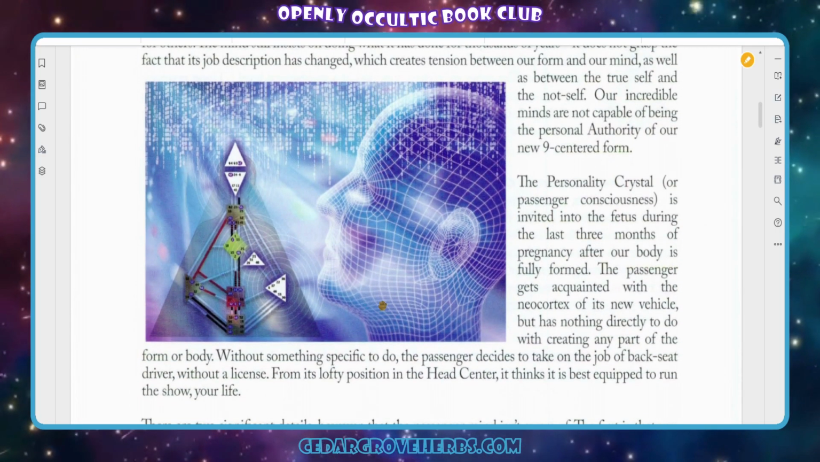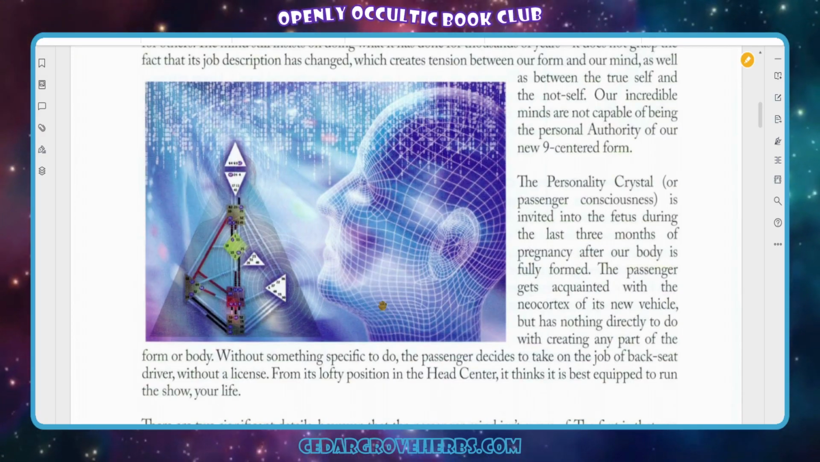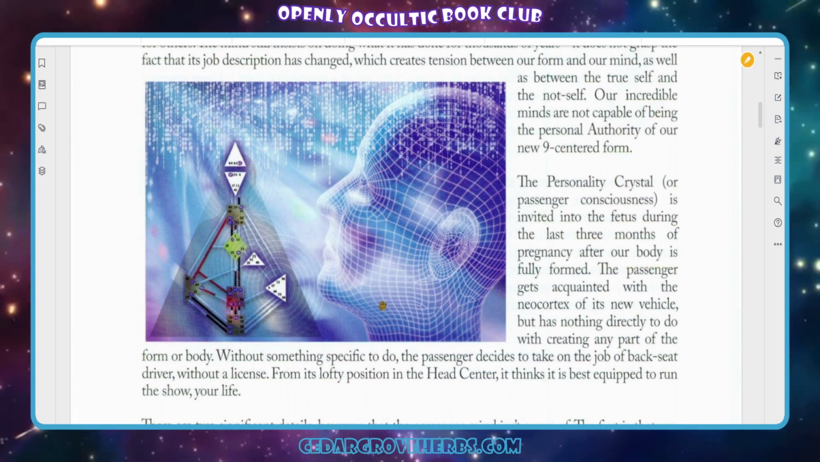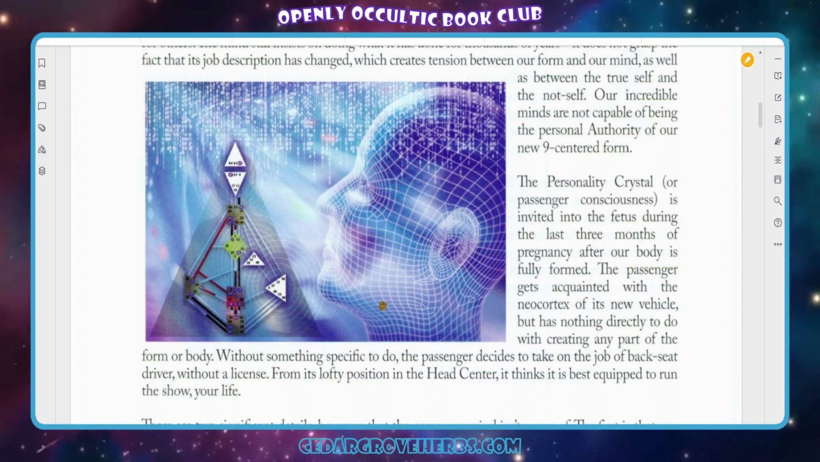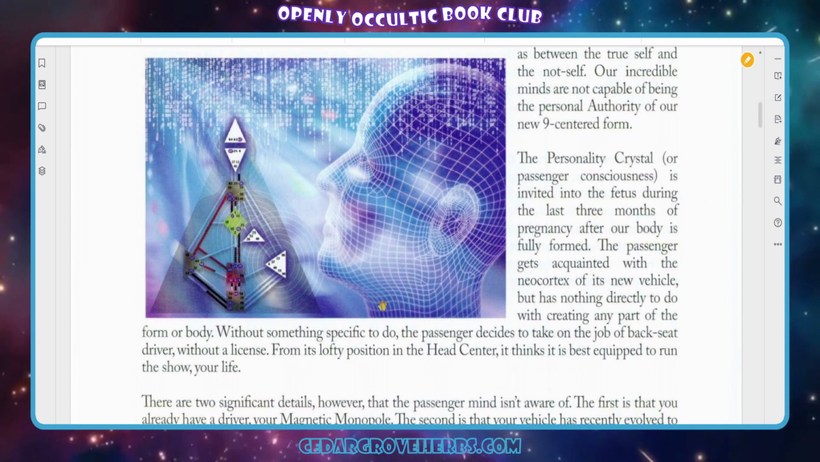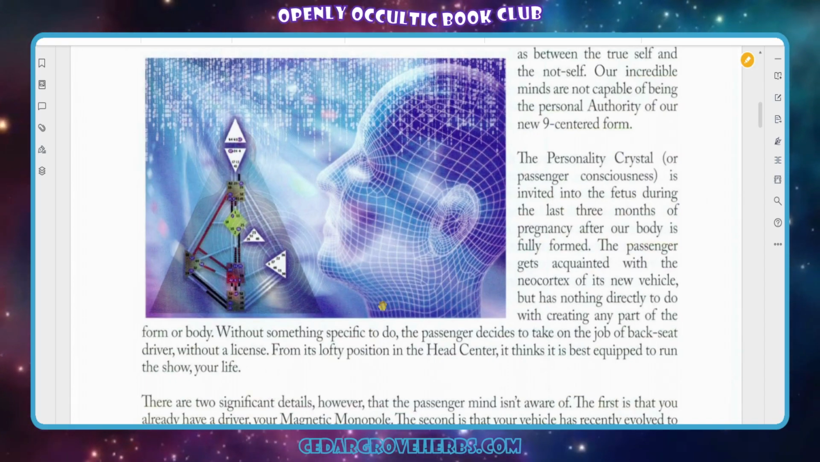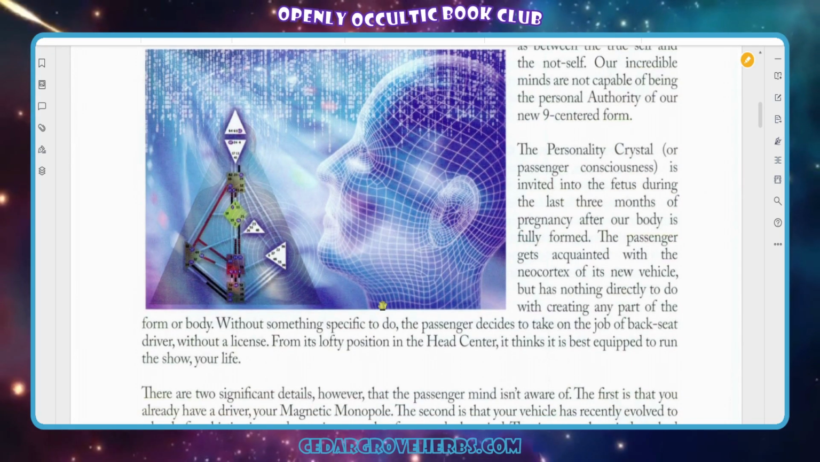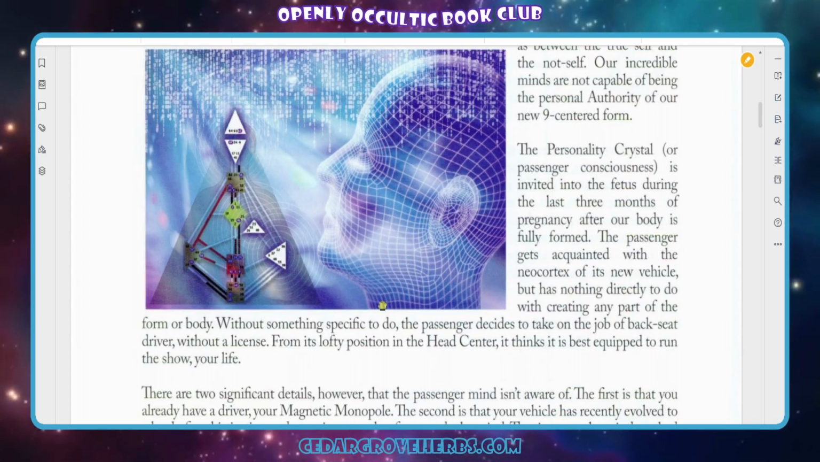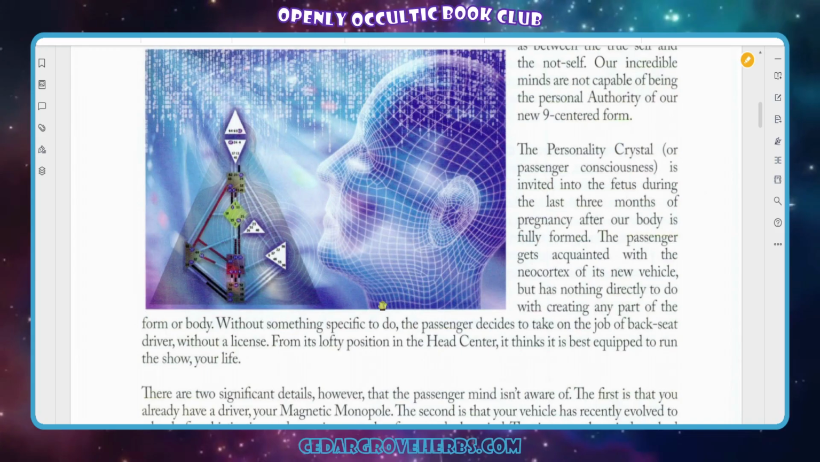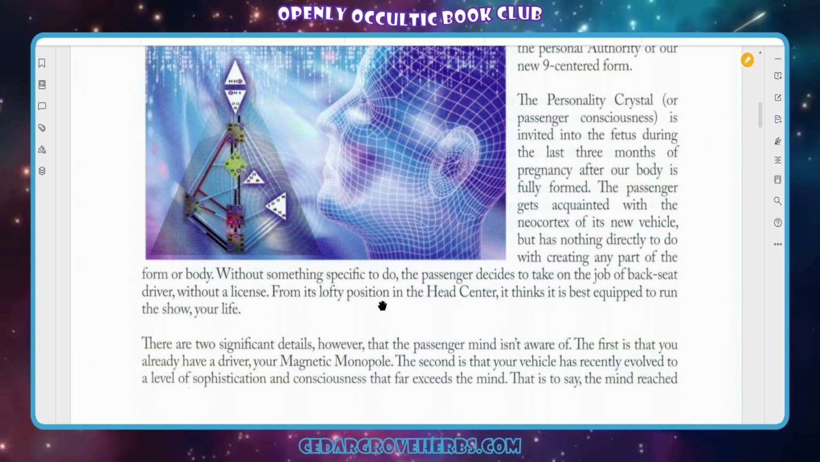The personality crystal, or passenger consciousness, is invited into the fetus during the last 3 months of pregnancy after our body is fully formed. The passenger gets acquainted with the neocortex of its new vehicle, but has nothing directly to do with creating any part of the form or body. Without something specific to do, the passenger decides to take on the job of backseat driver without a license. From its lofty position in the head center, it thinks it's best equipped to run the show, or your life.